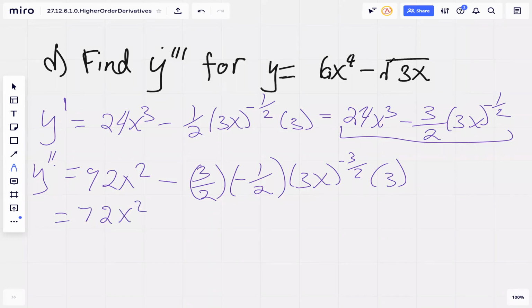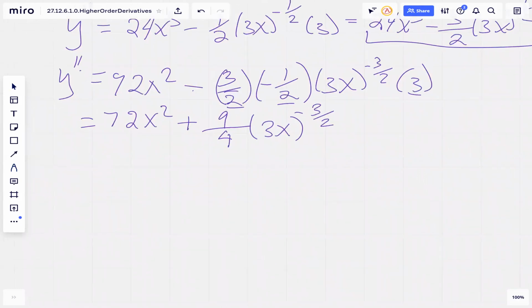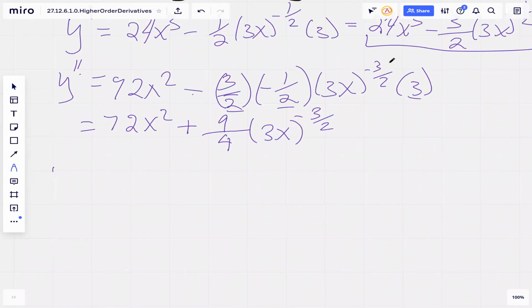72x squared. We got a couple of negatives here. That gives us positive. So we have a 3 and a 3. That's a 9. Then we have a 2 and a 2, which is 4. And times 3x raised to the negative 3 over 2. Okay, we're getting there. Finally, y triple prime.